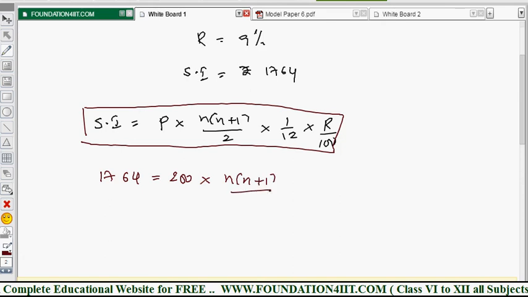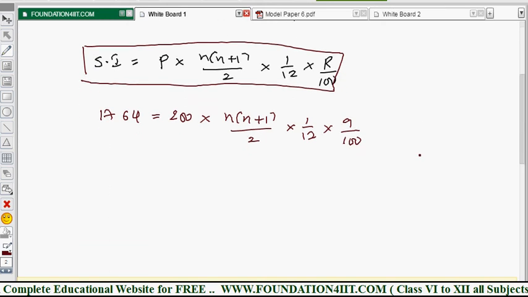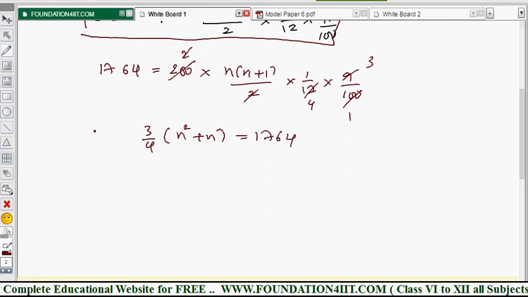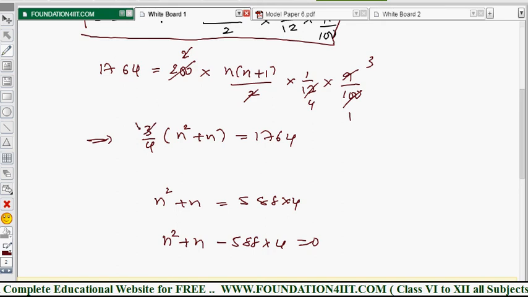So n into n plus 1 by 2 into 1 by 12 into r is 9 by 100. We just need to simplify this equation. So 100 ones are 100, 2s cancel, and 2 cancels here. 3 3s are 9, 3 4s are 12. So finally 3 by 4 n into n plus 1. So n square plus n is equal to 1764 from this. If we simplify this, n square plus n is equal to 588 into 4. Just by cancelling, then n square plus n minus 588 into 4 is equal to 0. Because here 3 ones are 3, 588 3 times. That's why 588 into 4.